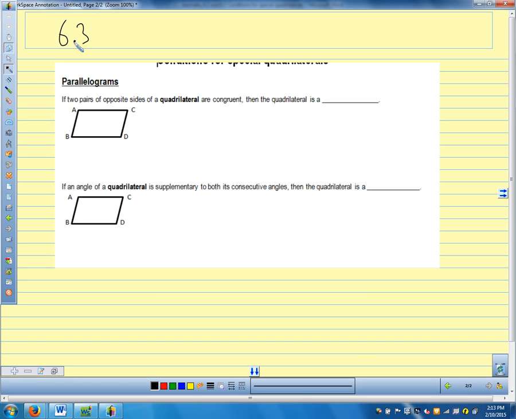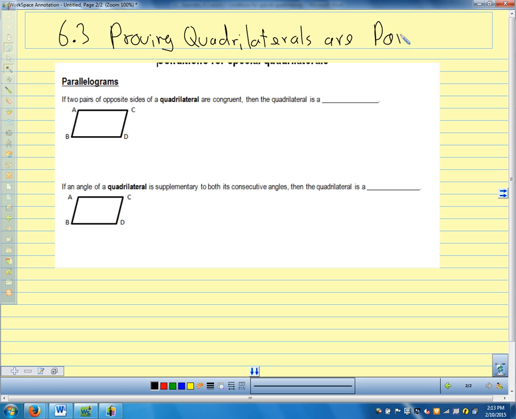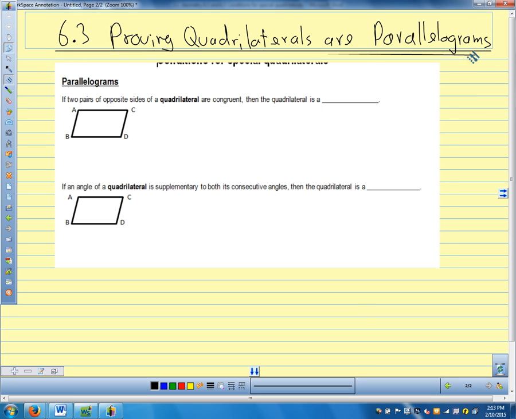And the question we're trying to answer is, how do we prove that a quadrilateral is a parallelogram? So we want to know what's the minimum amount of information that we need to know that if we have a quadrilateral, a four-sided shape, that four-sided shape is a parallelogram. So that's what this first side of our sheet is all about.